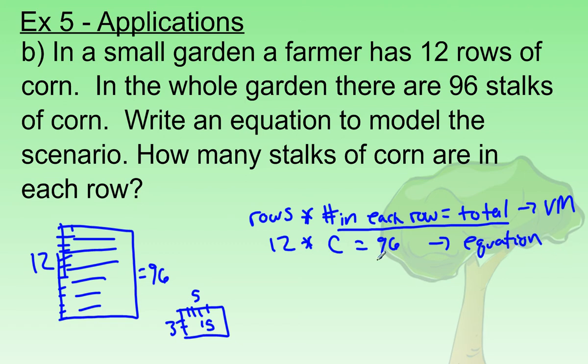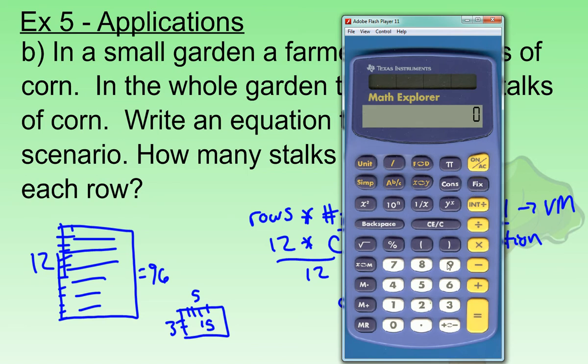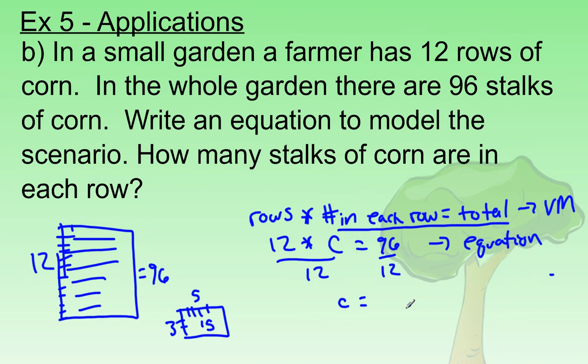Now, if we solve our equation, that will tell us how many stalks of corn are in each row. My variable is being multiplied by 12, so if I divide by 12, I get C equals 96 divided by 12, which is 8. 96 divided by 12 is 8. Good. So that would be 8 stalks of corn in each row. 12 rows, 8 in each row gives us a total of 96.